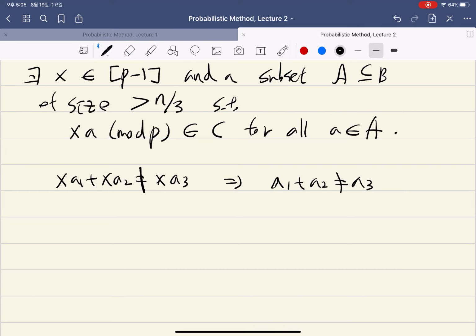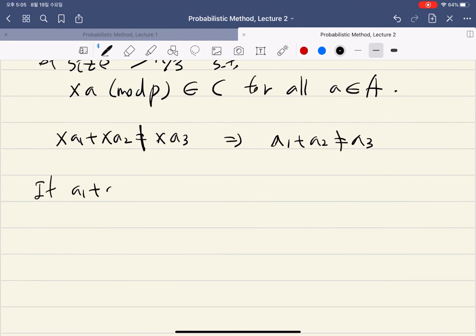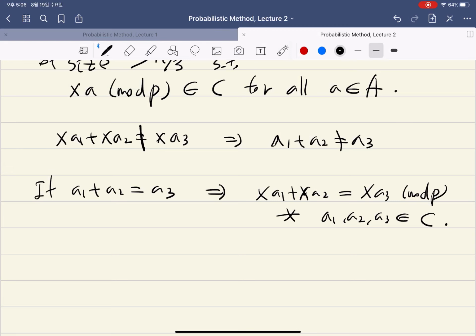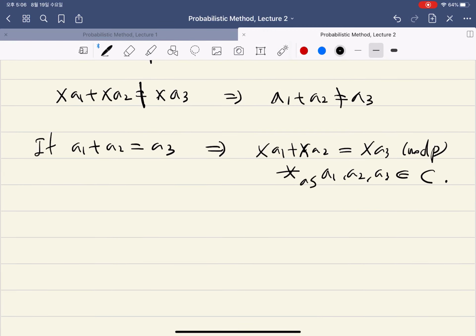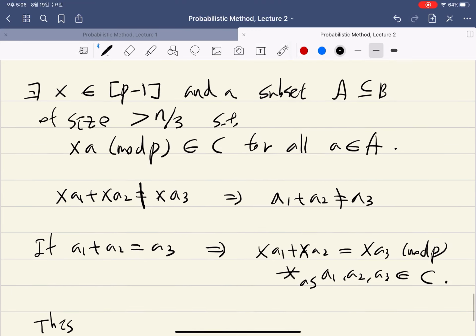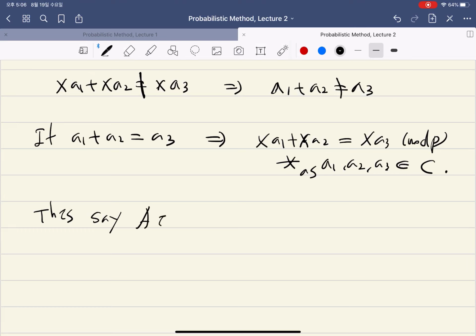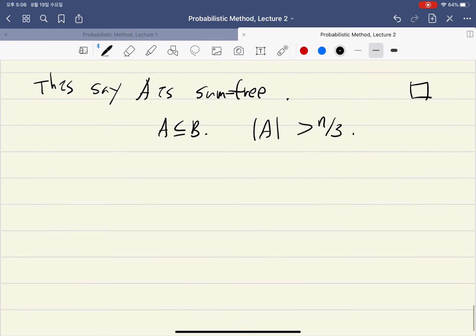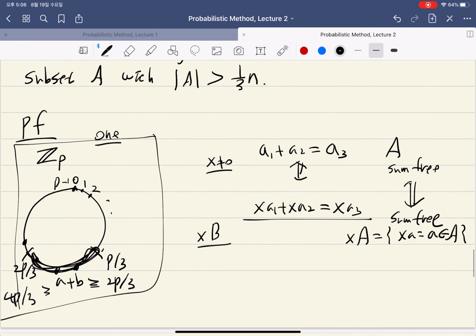Only this direction is needed, because if a1, a2, a3 satisfy a1 plus a2 equals a3, then we know that xa1 plus xa2 equals xa3 mod p, which is a contradiction since they are all in C. So this says A is sum-free. So we have a set A which is sum-free, and A is a subset of B with a size bigger than n over 3. So this proves the theorem.